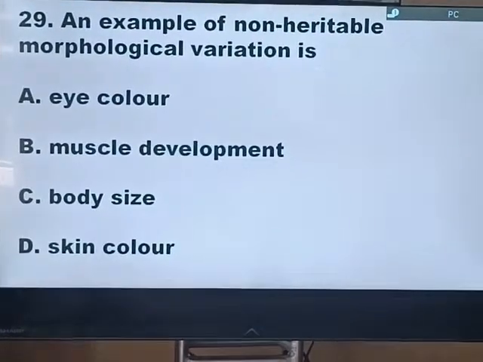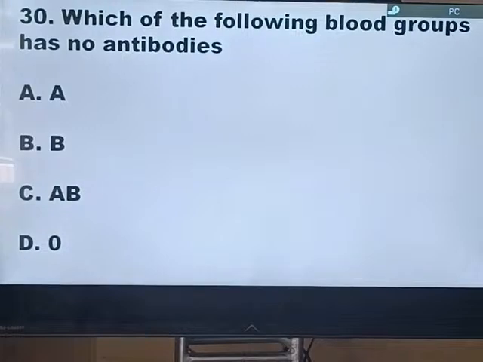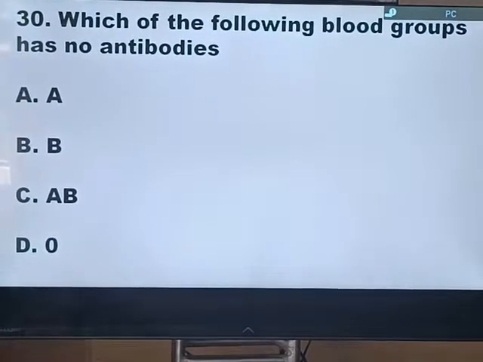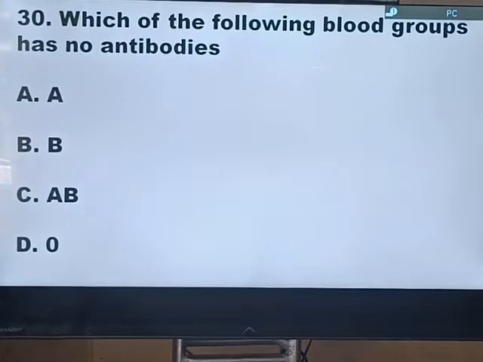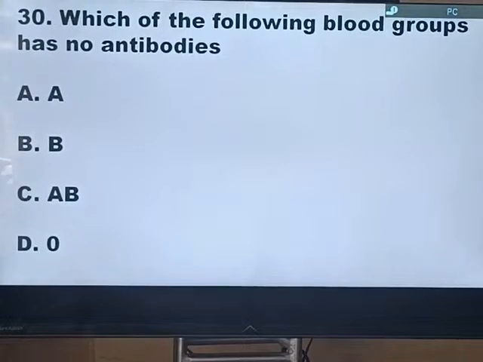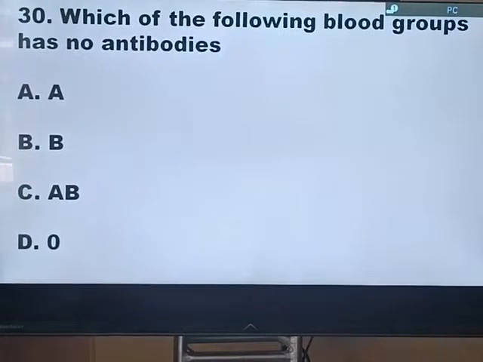Let's go to the last question for today. Which of the following blood groups has no antibodies? First things first, we have 4 types of blood groups: blood group A, blood group B, blood group AB, and blood group O. Now, the person who brought about the idea of different blood groups was Carl Landsteiner. He was the one who divided blood into A, B, AB, and O. In blood group A, we have antigen A and antibody B. In blood group B, we have antigen B and antibody A.